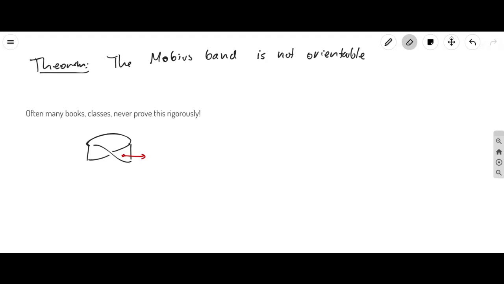It's nice to give that intuition, but it's more important to show how the definitions are being used. And for some very unusual reason, no one ever does anything like that. I'm going to show you a rigorous proof where we carefully go through the definitions and show that the Mobius band is not orientable.